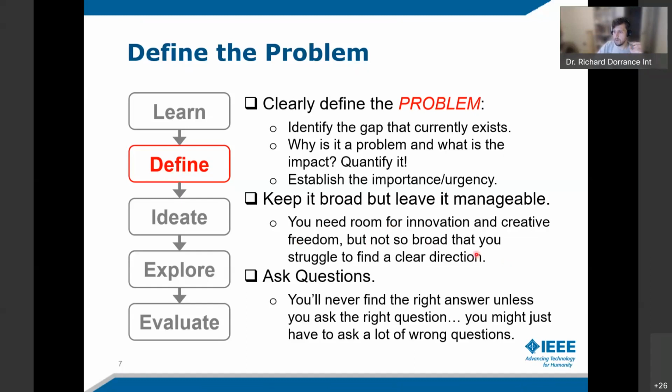And then perhaps the most important thing about a problem is you need to be able to ask questions, because you're never going to solve the problem unless you ask the right question. And that really means that you might have to ask a lot of the wrong questions before you actually land on what the right question is to get to the right problem.